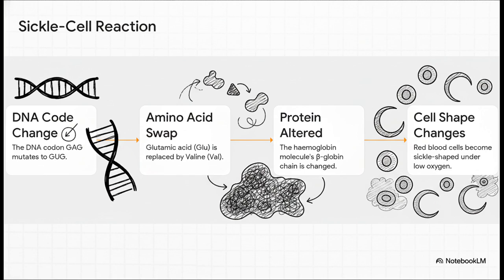The DNA code GAG changes to GUG. That one little switch causes the wrong amino acid, valine, to get plugged into the hemoglobin protein instead of glutamic acid. This one swap is enough to change the entire protein. And when oxygen levels are low, it forces the red blood cells to twist into that rigid sickle shape. A single letter change with life-altering consequences.